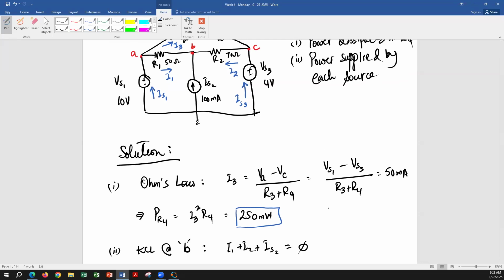Okay. Equation for I1. Who is going to tell me equation for I1? Except Yunus. Yunus always tells me equation for everything. Anyone else? Equation for I1. Yes, Natasha. Just for I1. Yes.